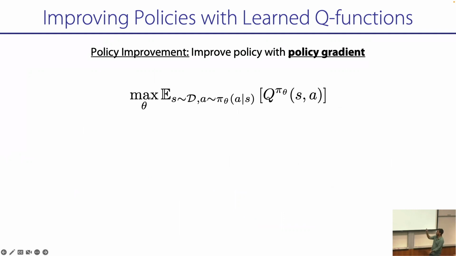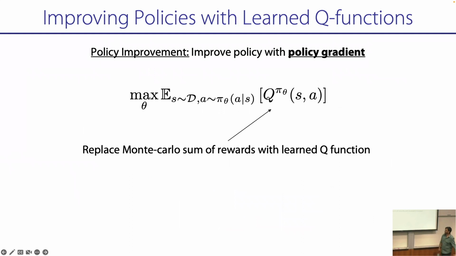You're just replacing the sum of rewards with Q, right? So all you're saying is that you replace the Monte Carlo sum of rewards from lecture 2 with the Q function, right? And everything else is the same. Yeah, and this is policy improvement because you're trying to maximize with respect to theta. The previous thing was policy evaluation, because it's trying to find the Q pi, which tells you how good an action is at some state S for some particular policy pi. Yeah.